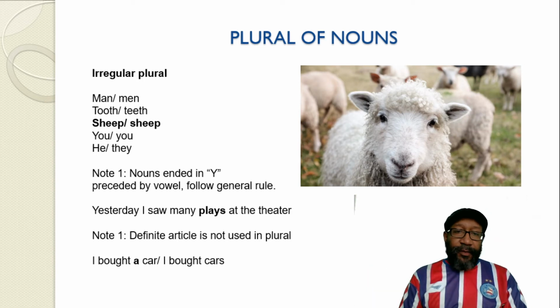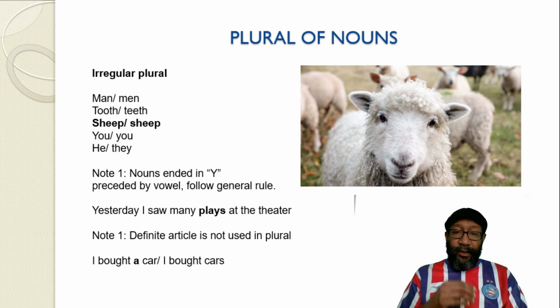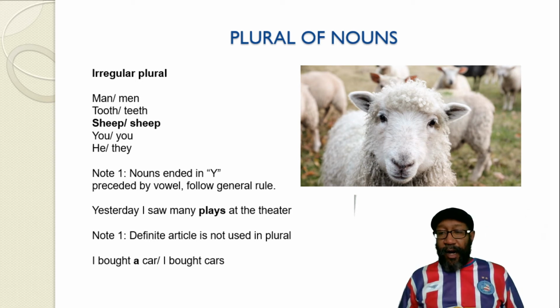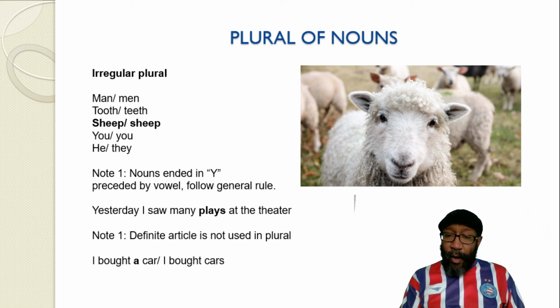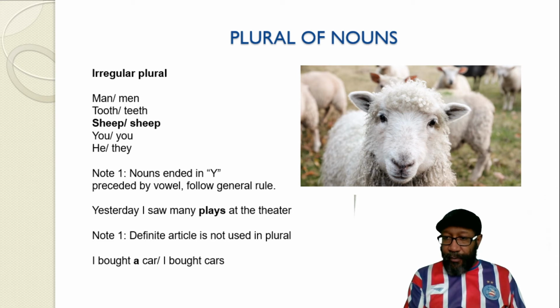Nouns ending in Y preceded by a vowel follow the general rule. So the general rule is to add s. So yesterday I saw many plays at the theater. And the definite article is not used in the plural. So I bought a car. I bought cars. So you don't use the definite article in the plural.